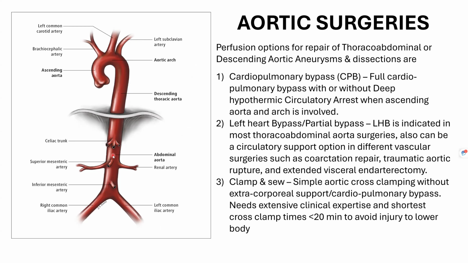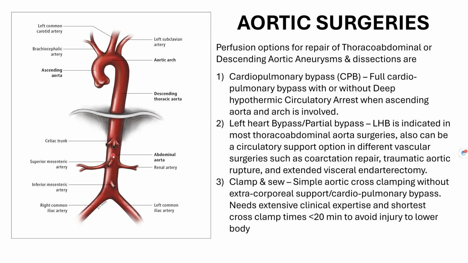The second way is doing the left heart bypass or partial bypass. Most of the time, the left heart bypass or partial heart bypass is done for thoracoabdominal aortic surgeries and sometimes some abdominal aortic surgeries only. In this case, the circulatory support is only given on the left side of the circulation, or the arterial side of the circulation. You don't need to arrest the heart. You don't need to completely deflate the lungs. So that's your left heart bypass.